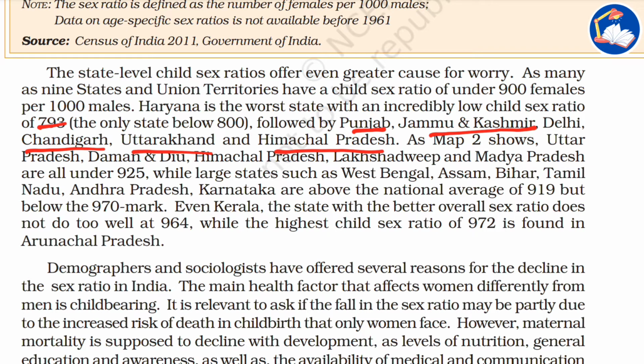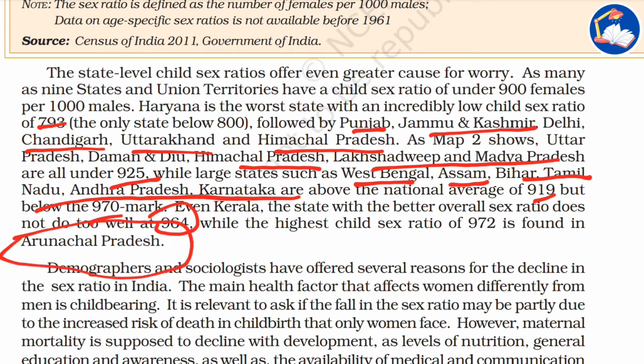Uttar Pradesh, Daman and Diu, Himachal Pradesh, Lakshadweep, and Madhya Pradesh are all under 925, while larger states such as West Bengal, Assam, Bihar, Tamil Nadu, Andhra Pradesh, Karnataka are above the national average of 919 but below the 970 mark. Even Kerala, which has the highest child sex ratio, has reached only 964, and only one state, Arunachal Pradesh, has 972.